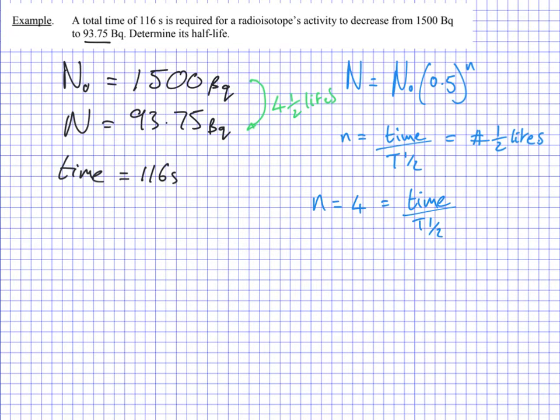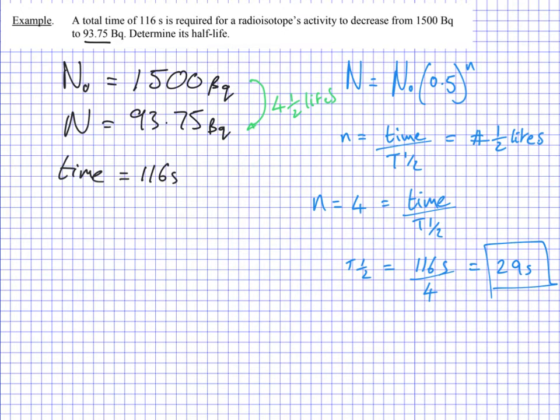And so 4 is equal to the total time taken over the actual half-life. So of course what we can do here is to figure out the half-life time. We're just going to go 116 seconds, that's the time, divided by the number of half-lives, which is 4. And that gives us the solution, which is 29 seconds. In other words, a half-life is 29 seconds.